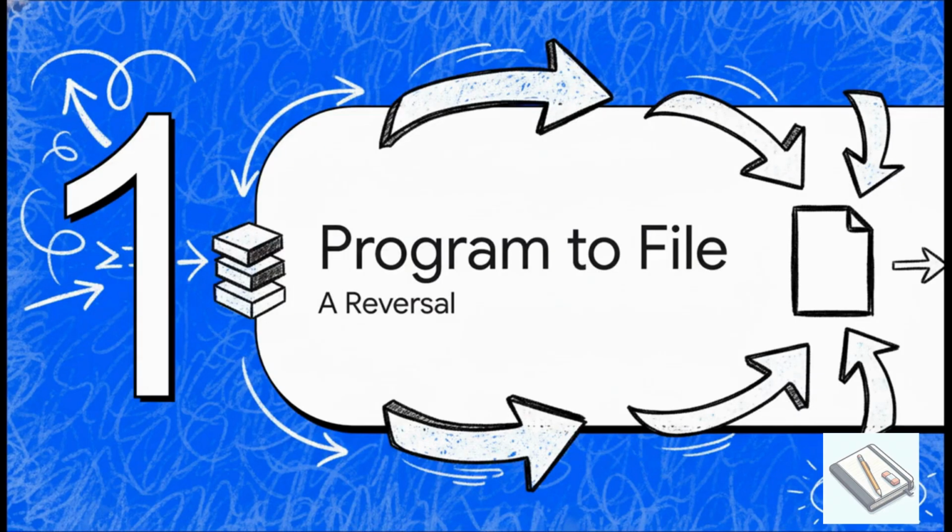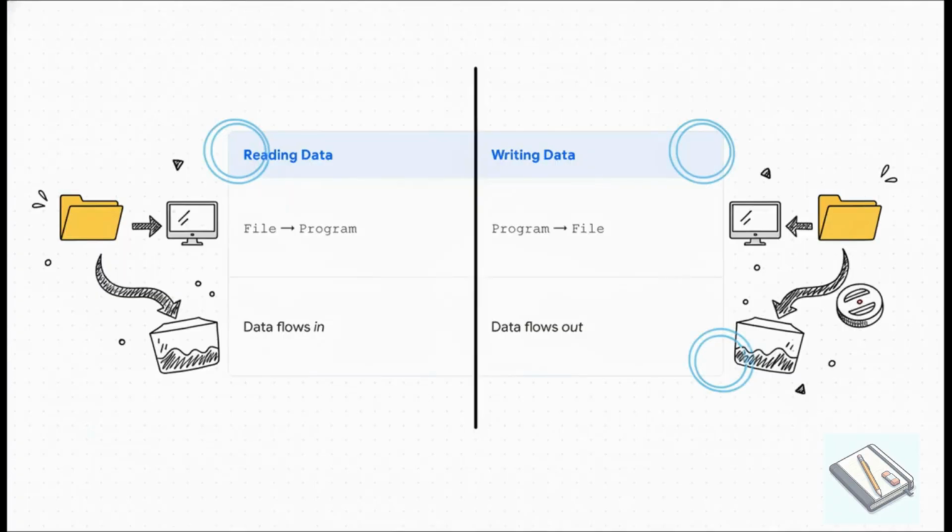So let's really lock in this conceptual shift. It all comes down to which way the data is flowing. Check this out. This makes it crystal clear, doesn't it? When you're reading, data flows from the file to your program. It flows in. But when we're writing, we just flip that around. Data flows out of your program and gets saved into a file.